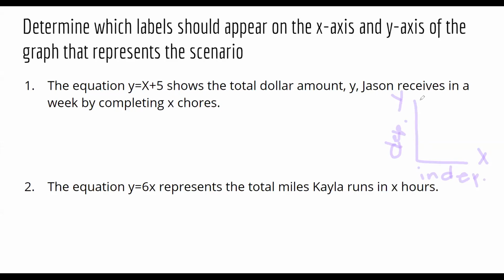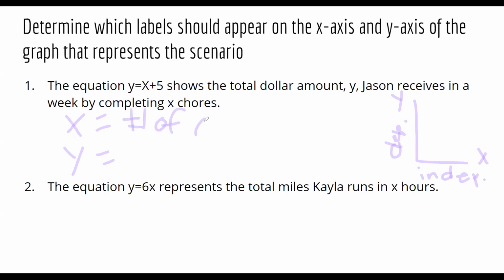So for this first equation, it says the equation y equals x plus 5 shows the total dollar amount y that Jason receives in a week by completing x chores. So this example kind of tells you what should be where based on the y and the x. My question is asking what should be on the x-axis and what should be on the y-axis. On the x-axis, or this bottom part, if you read the question, it says in a week by completing x chores. So x would be the number of chores that he completes.